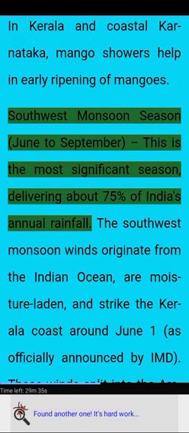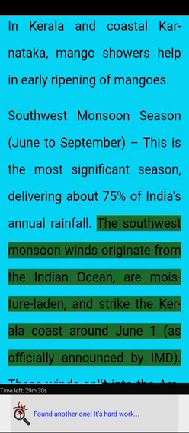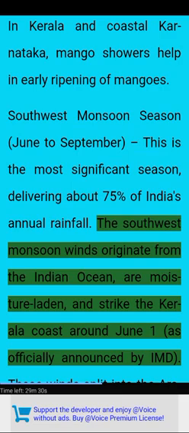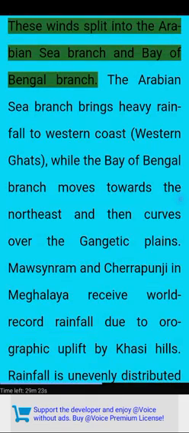Southwest monsoon season, June to September. This is the most significant season, delivering about 75% of India's annual rainfall. The southwest monsoon winds originate from the Indian Ocean, are moisture-laden, and strike the Kerala coast around June 1st, as officially announced by IMD. These winds split into the Arabian Sea branch and Bay of Bengal branch.